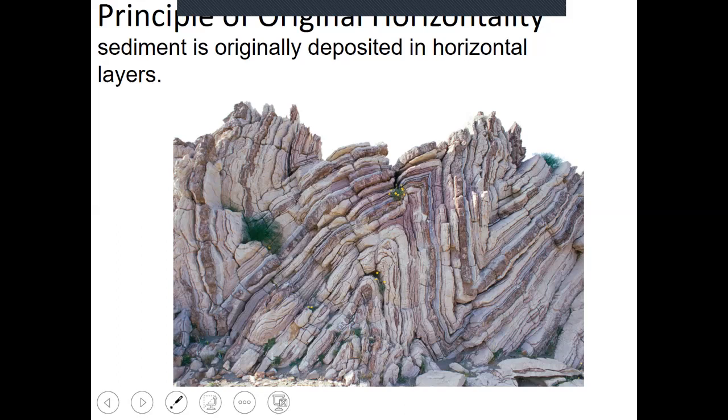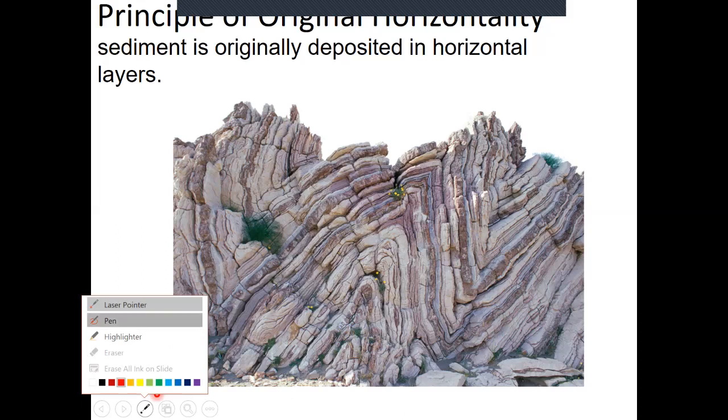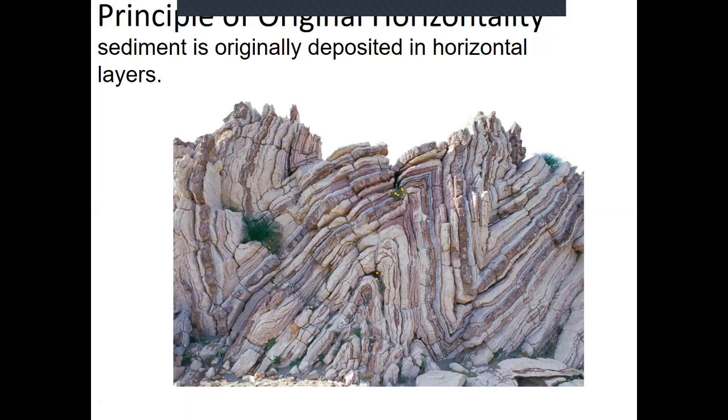Principle of original horizontality. That states that whenever sediments are deposited, they're usually deposited by water, right? Most sedimentary environments involve water. Whenever sediment is deposited, the principle of original horizontality states that sedimentary rocks are originally horizontal. So if we ever find sedimentary rocks that are tilted, they did not form that way. They were originally horizontal, and then they were tilted.